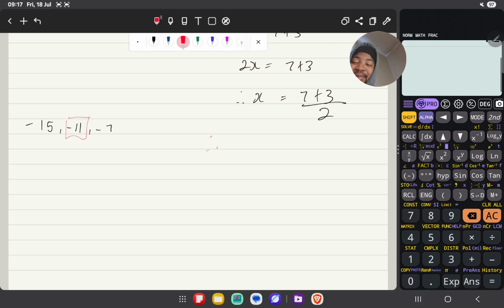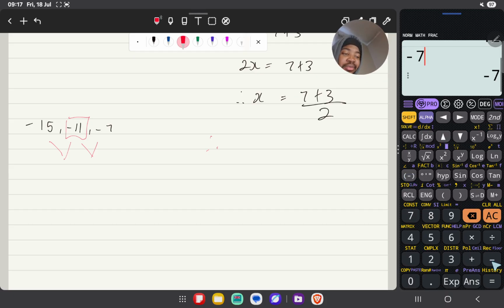I want us to find the difference between these numbers, which will be our common difference. So minus 7 minus minus 11, you get 4. A positive 4, by the way. Minus 11 minus minus 15, which I believe is 4. So you see that we have an arithmetic sequence. That's what I wanted to make sure that you are aware of.